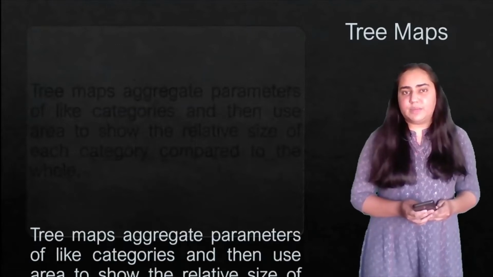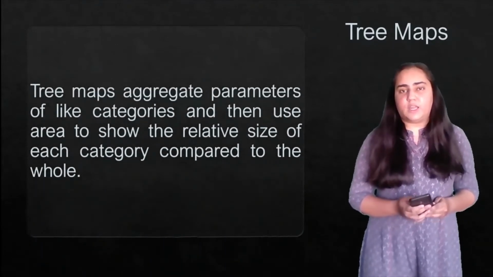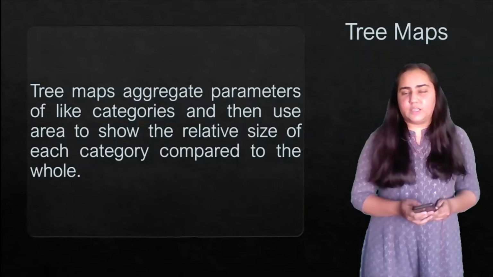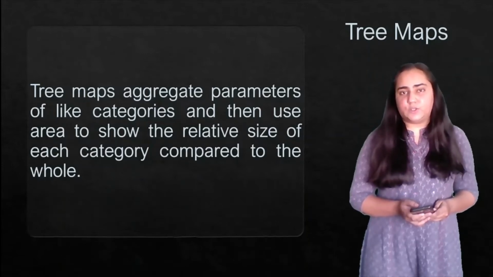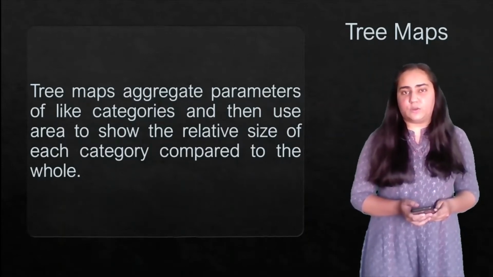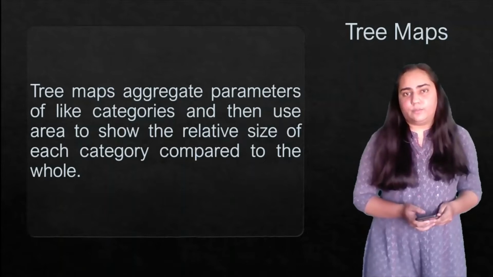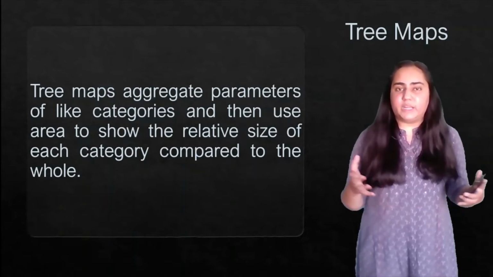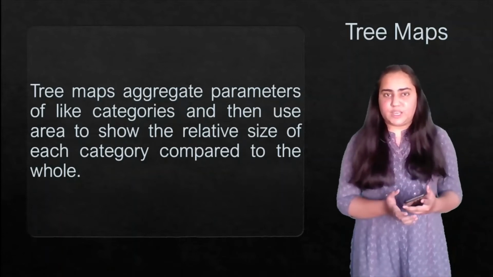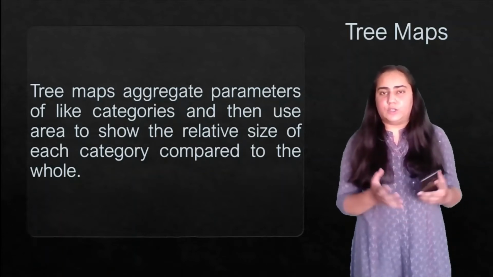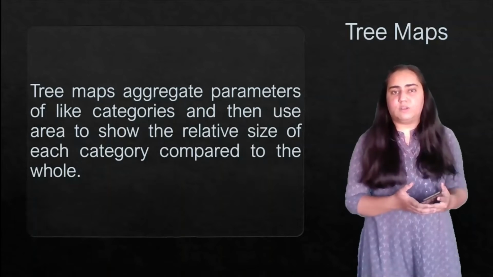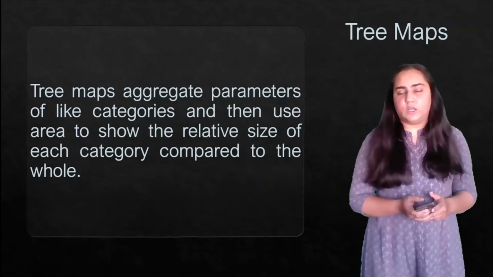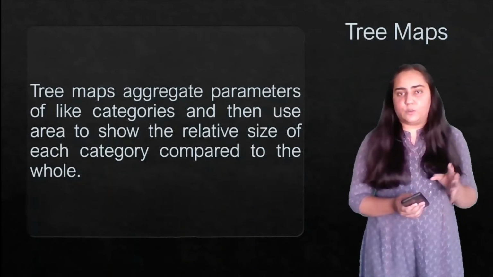Then we have tree maps. Tree maps aggregate parameters of like categories and then use area to show the relative size of each category compared to the whole. So this is all about aggregation, combining parameters belonging to the same category, and then using area to show the relative size of each category when you're comparing it as a whole with another one.